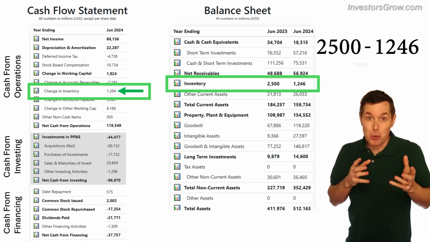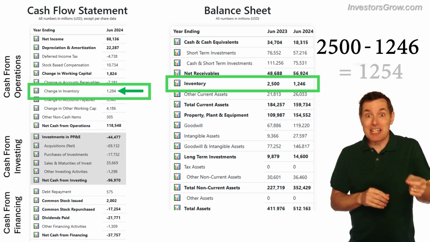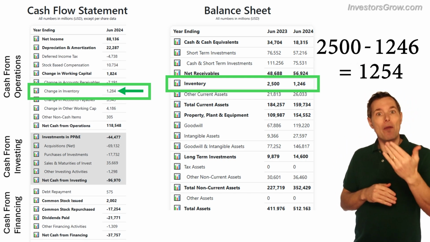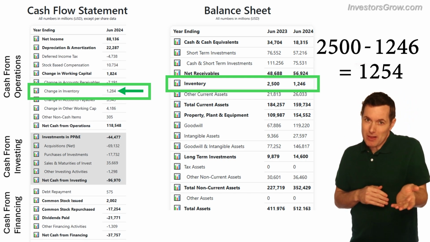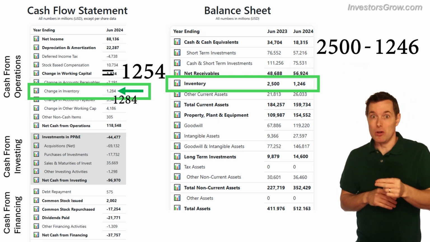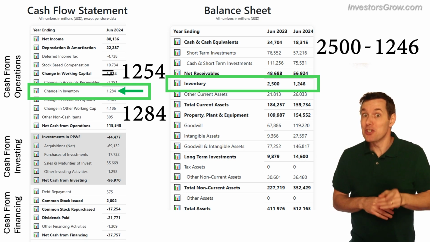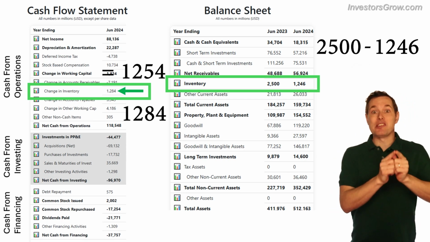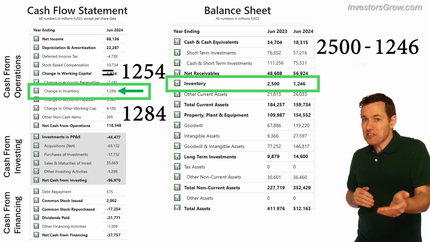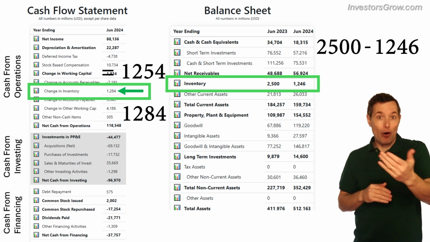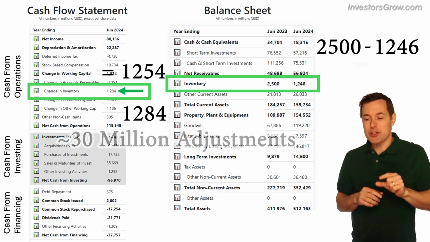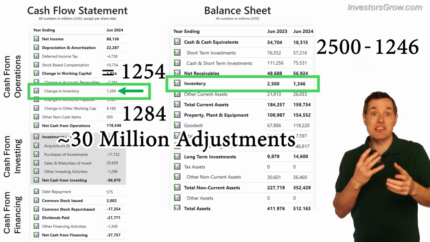Now, if we were to do the actual math, 2,500 minus 1,246, from one period to the next on the balance sheet, you might say that number does not exactly equal the number on the cash flow statement. Good point. The number on the cash flow statement is supposed to be the more accurate number. Basically, if we take one and deduct the other on the balance sheet, that will give us an approximation.